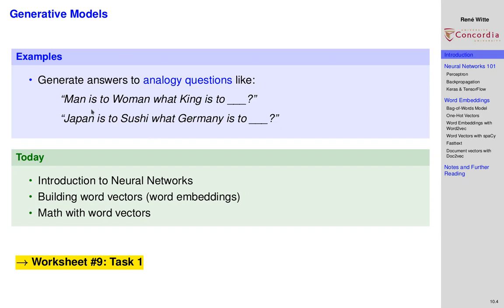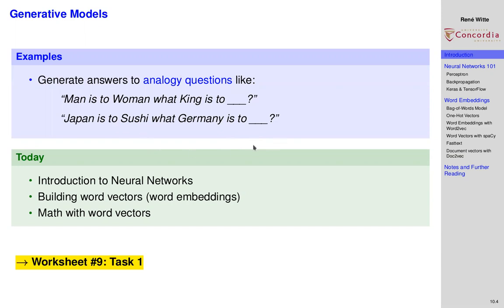So the task here is to understand the words that are given. It's like analogy, word A to B is like word C to D, and you have to fill in 1 or sometimes 2 of these. So like here, man is to woman, what king is to, or Japan is to sushi, what Germany is to. So today we're going to find out if we can solve this kind of question.